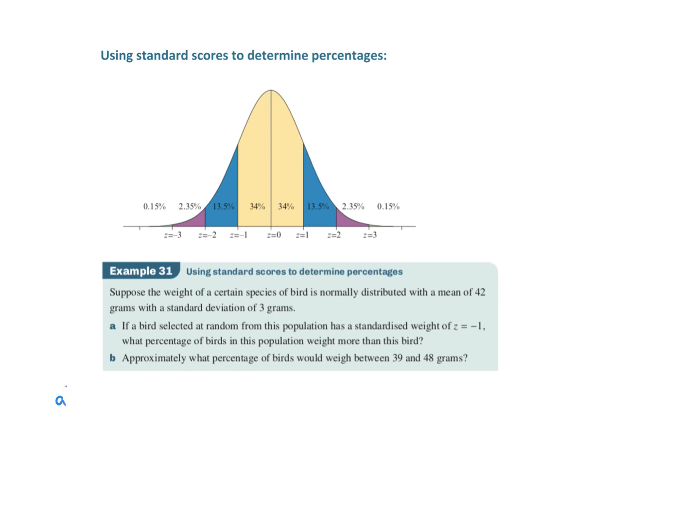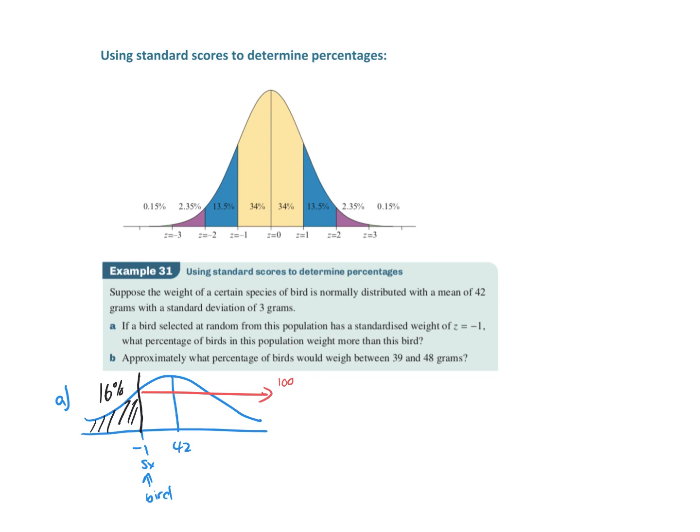So this is exactly what I was saying with the question. You might just want to quickly draw a diagram. You've got your mean 42, and they're saying that the bird has a Z-score of -1. So that means they're sitting down at -1. Here's the bird. Yeah, because a Z-score tells you how many standard deviations you are away from the mean. So if we're at -1, we know this pocket here is 16%. So they want to know how much more would it be to get up to 100? 84%, yeah? If you do 100 minus the 16, that will give you it. So the answer for A would be that 84% weigh more than the bird.